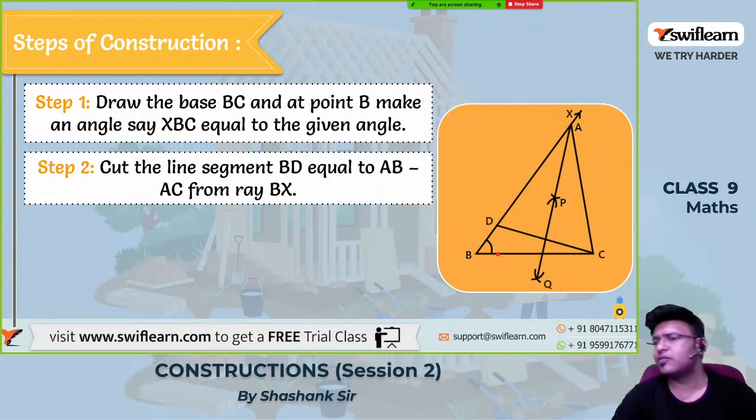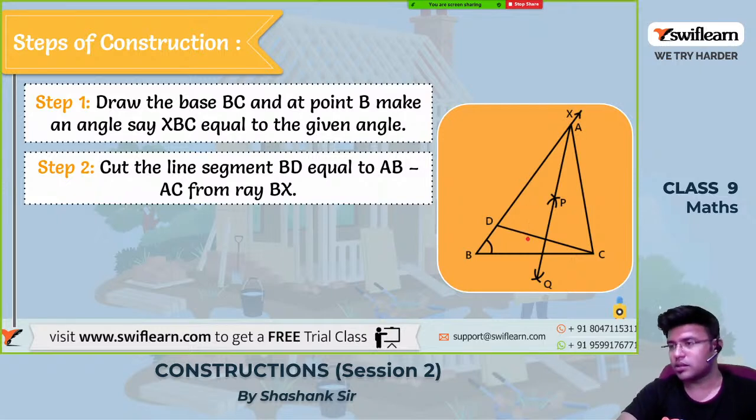Now, what have they given? They have given the difference of two sides. AB minus AC is given, where AB is greater. So what you need to do is, first, on this ray, mark the point D with the compass. Take the compass and draw an arc at a distance equal to AB minus AC on this ray BX, and let that point of intersection be point D. Now join this point D and C. Have you joined D and C?